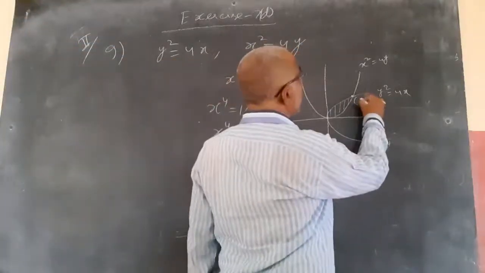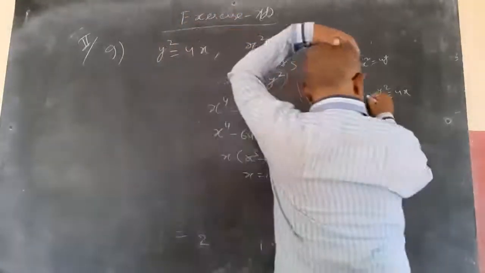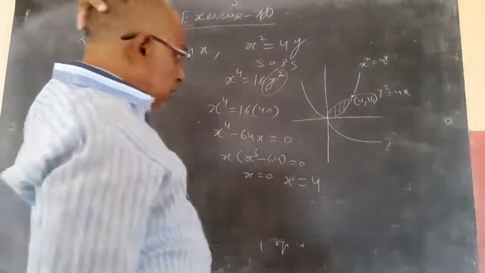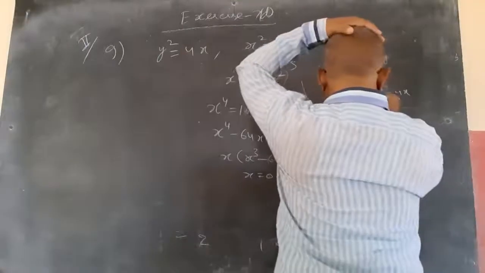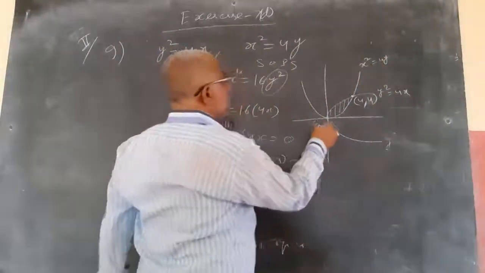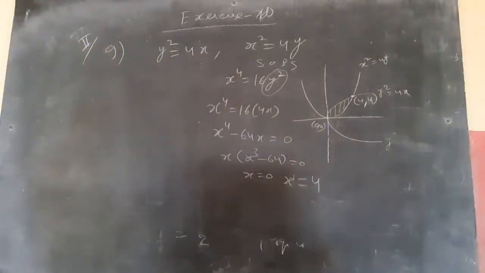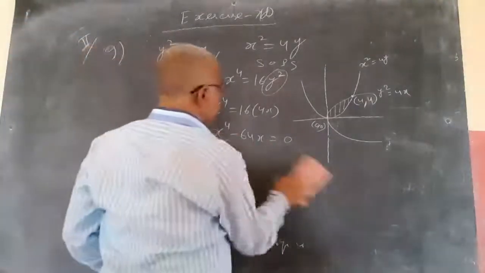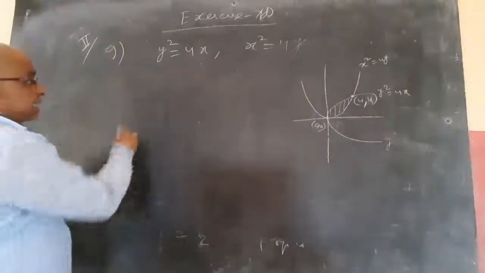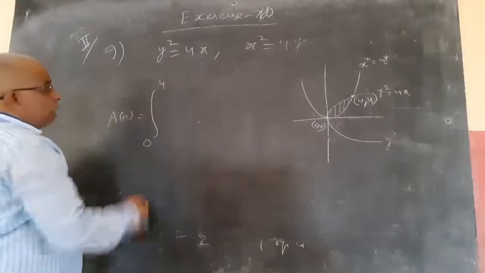So if x is 4, what is y? 16 by 4, which is 4. So this point is 4 comma 4, and this point is 0 comma 0. Between those two limits I need to find the area. So I will go for upper curve minus lower curve: the integral of 0 to 4 of f of x minus g of x.